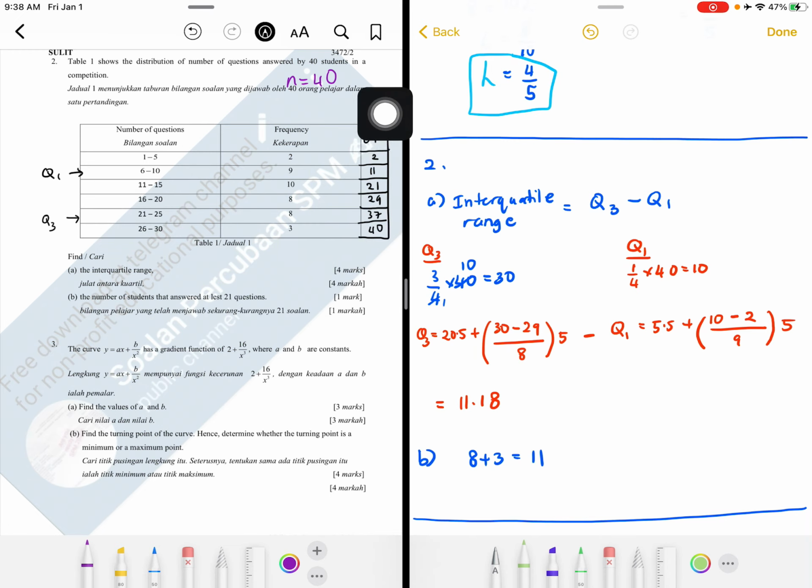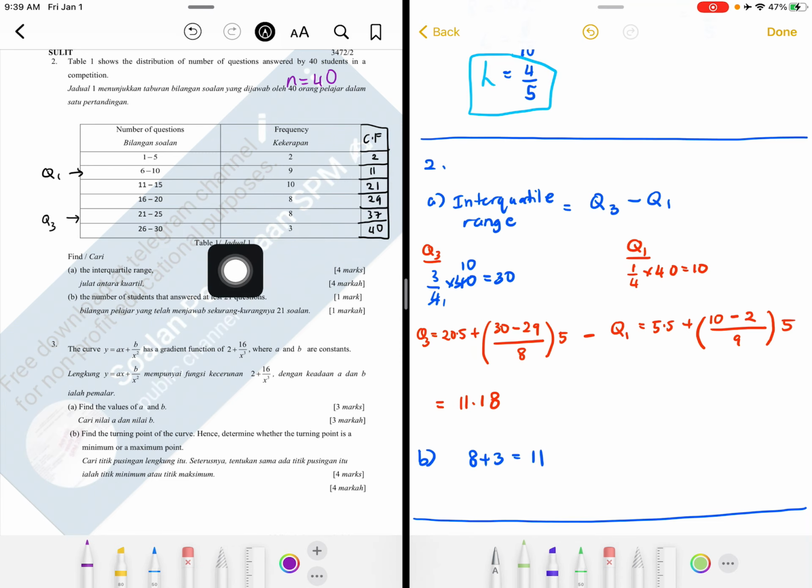So you do another column, the cumulative frequency column, so that you know where 30 is located in this table. Okay, so after I did my cumulative frequency column, I know that 30 is located here at the number of questions 21 to 25. Okay, so that solves my Q3. And then Q1 pula, it's adalah quarter ataupun 1/4 daripada total all students, right? So it's 1/4 times 40. So you got 10. 10 is located at number of questions 6 to 10.